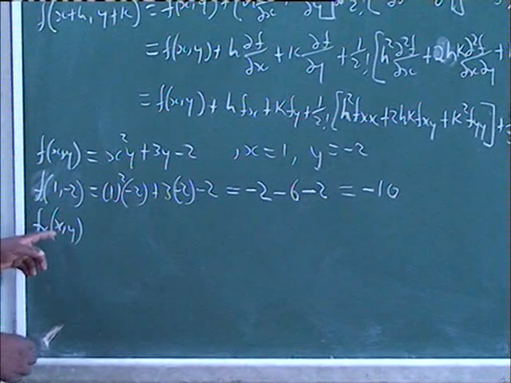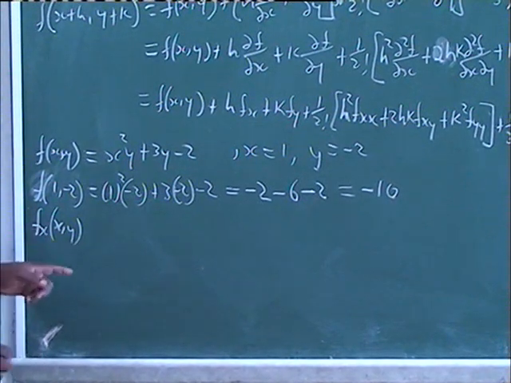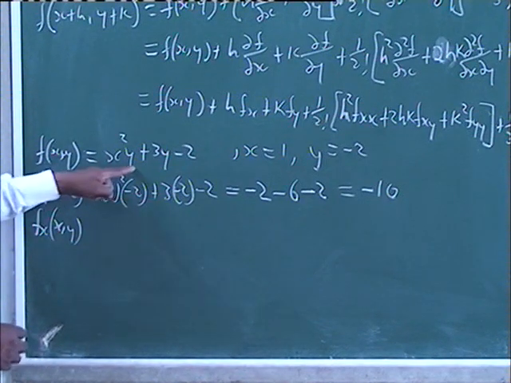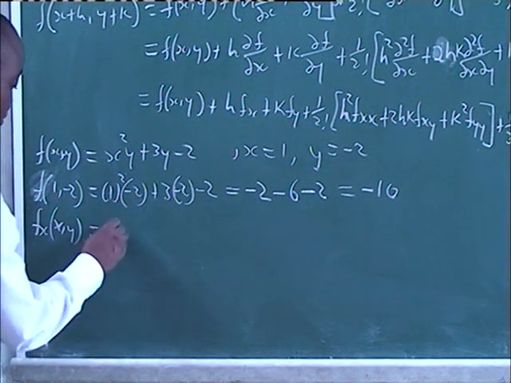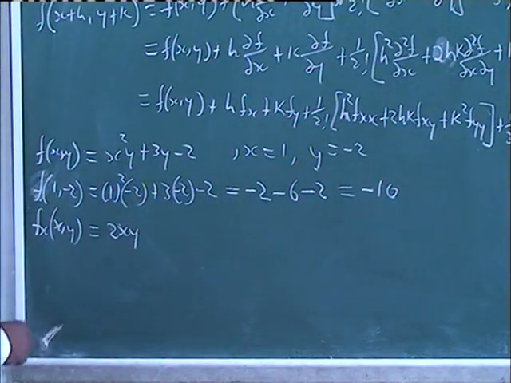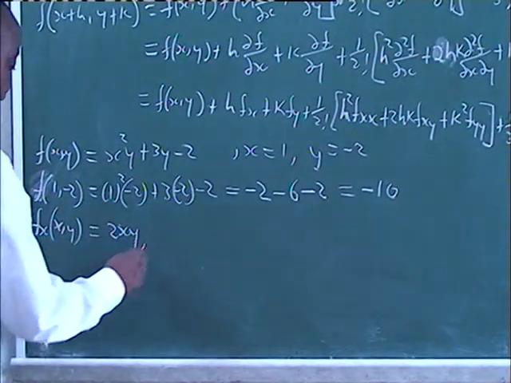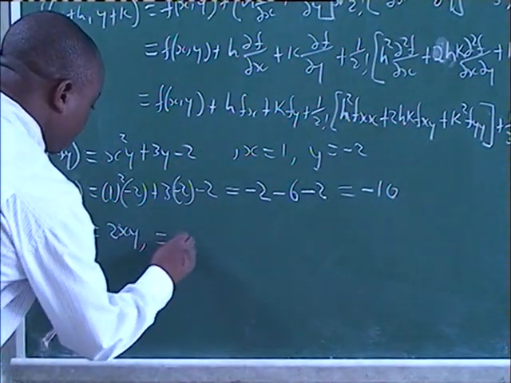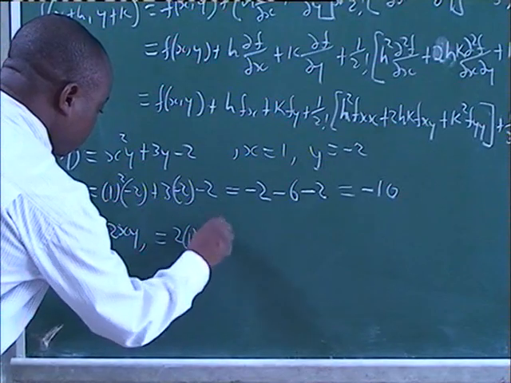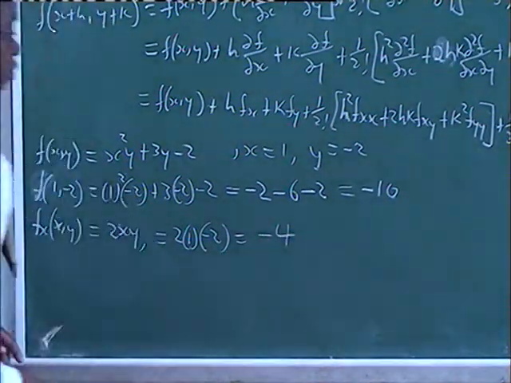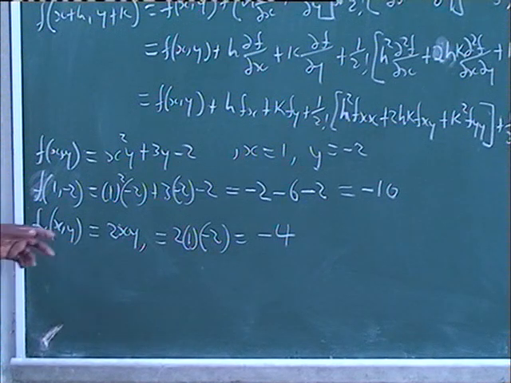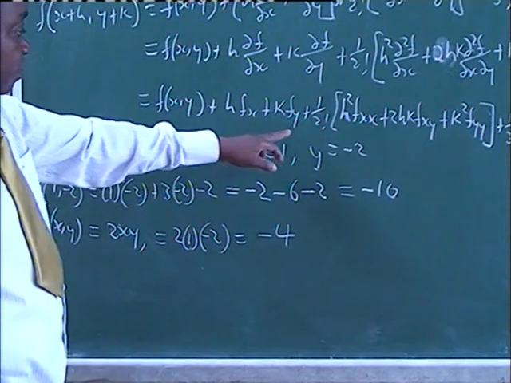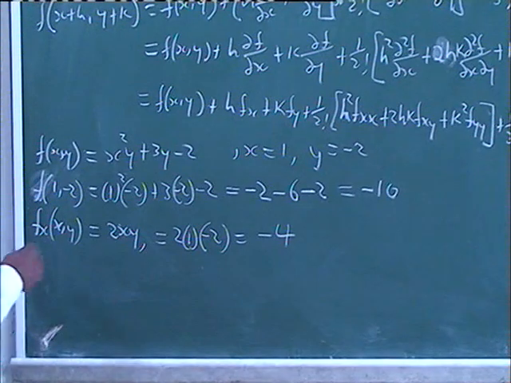Then the next one we'll do is the partial derivative of f with respect to x. The partial derivative of f with respect to x will give us, now see, with respect to x, we will have 2xy. We have only 2xy. Now if we put the value of x equal 1 and y equal minus 2, we will have 2 times 1 times minus 2. And this will give us minus 4. I've got minus 4. Then again, what we want to differentiate is which one here? Partial derivative of f with respect to y.